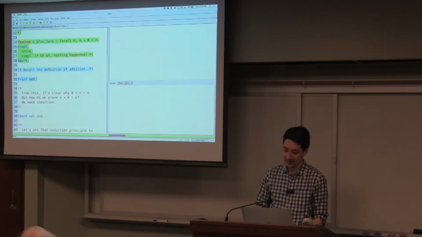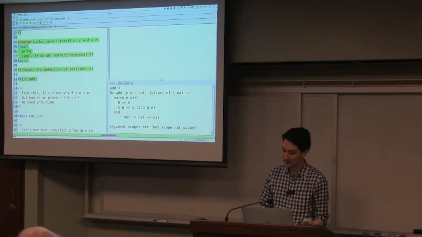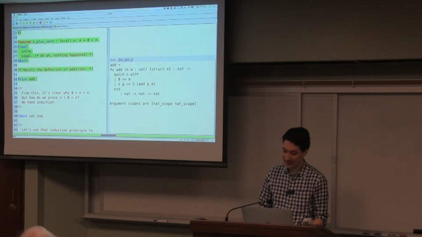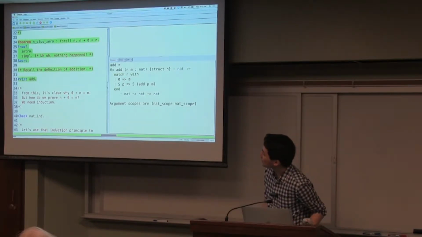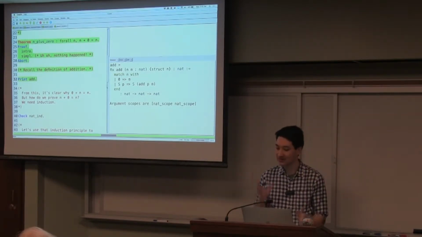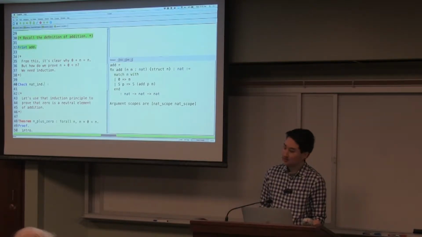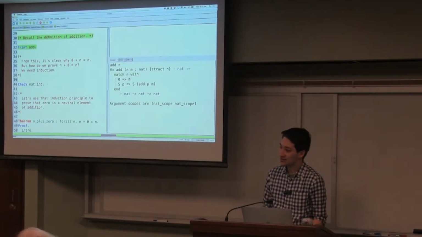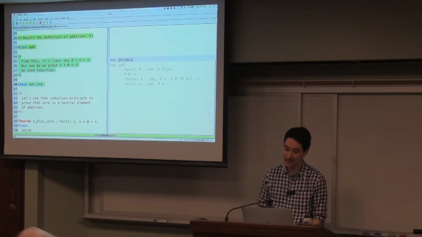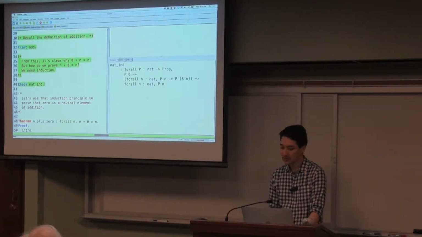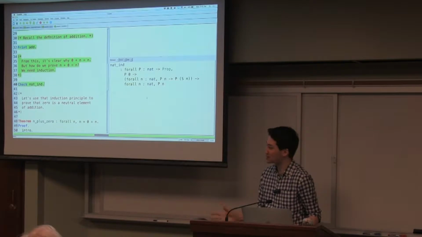So this is the definition of add, which is why it's easier in one way than the other, because it's not a symmetric definition. Now, when I define the natural numbers, which I did at the beginning of the talk, I actually get this thing for free. This is the induction principle for natural numbers.